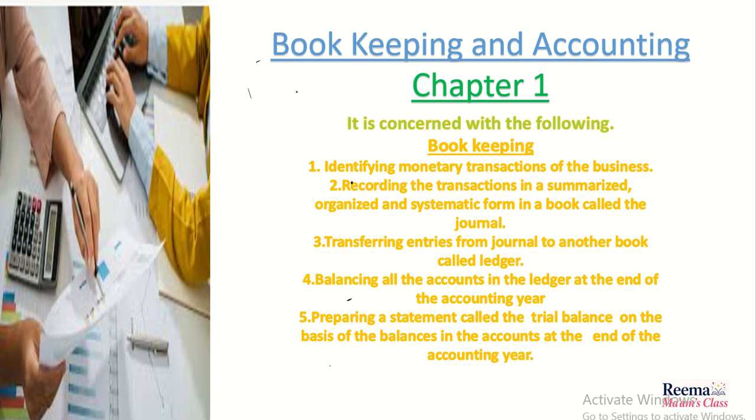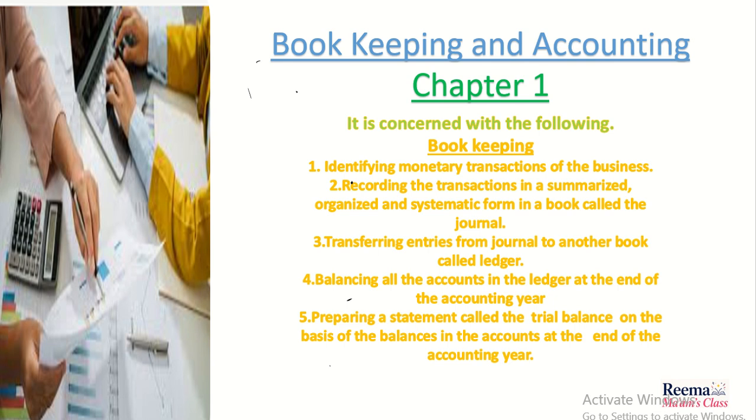And then all the accounts in the ledger at the end of the year are balanced, and these balances are then transferred to a trial balance at the end of the year. Okay, so these are the steps that are taken in the process of bookkeeping. So firstly, the monetary transactions are identified, they are recorded in a book called a journal.